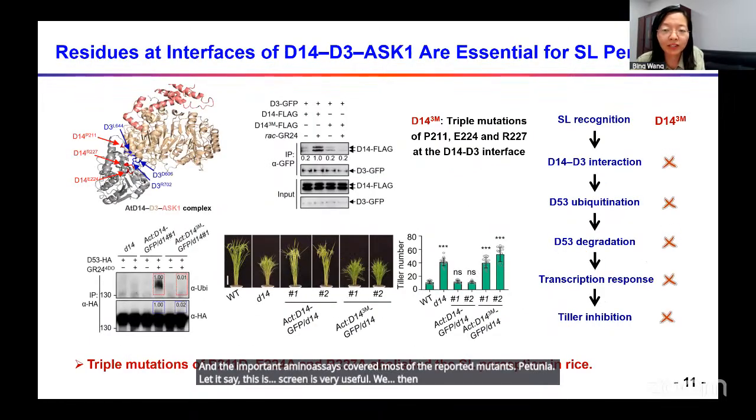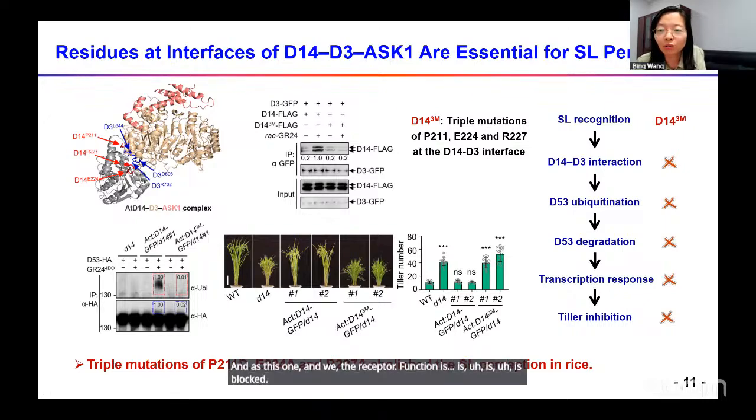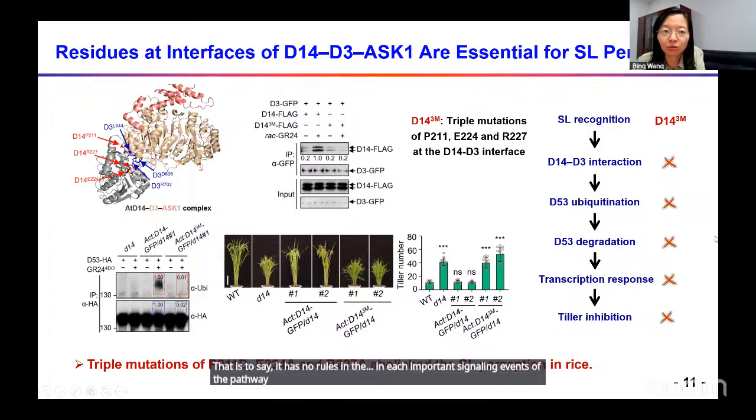Then we performed genetic and biochemical assays to evaluate their roles in vivo. We found that if we mutate three amino acids in the D14 and the D3 full-length complex, the receptor function is blocked. That is to say, it has no role in each important signaling event of the pathway. So that is to say, the D14, D3, ASK1 complex is important for the signal perception.